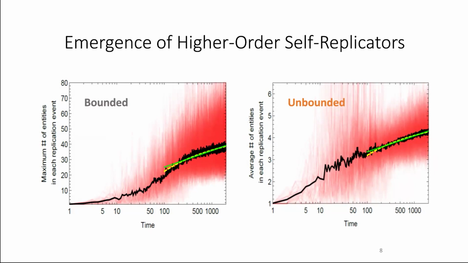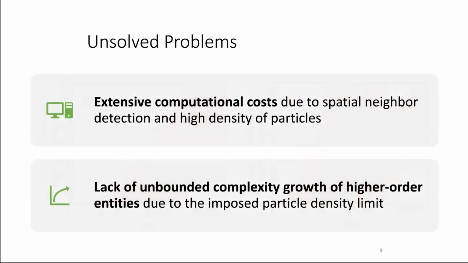But this kind of mixed result. Is it really the unbounded growth of complexity in terms of size of the entities? We were not quite sure 5 years ago. Okay. So these are the unsolved problems in the original paper back in 2019.